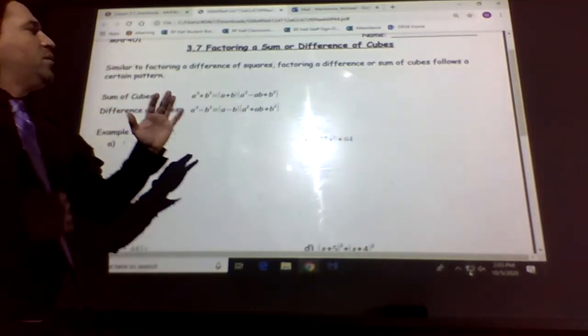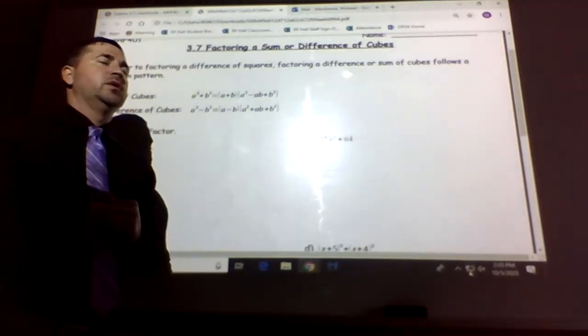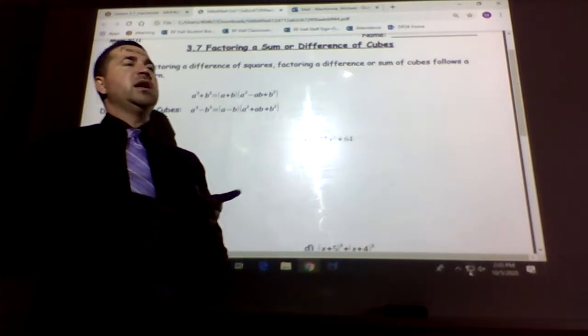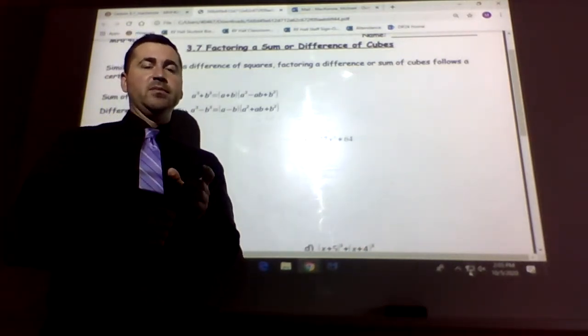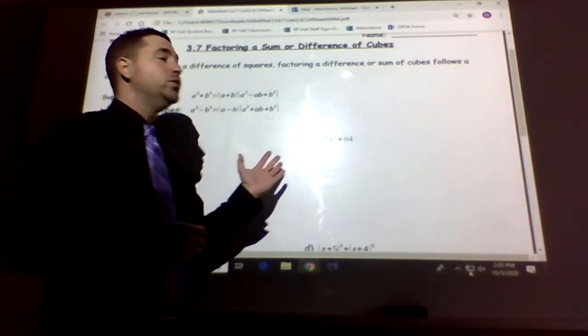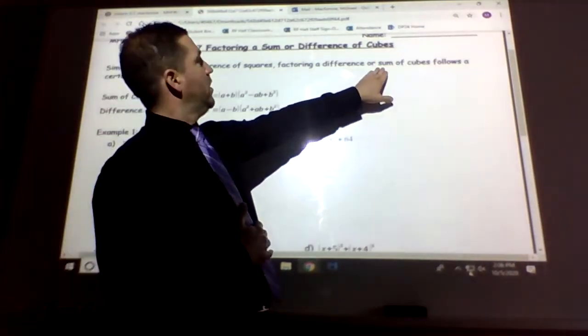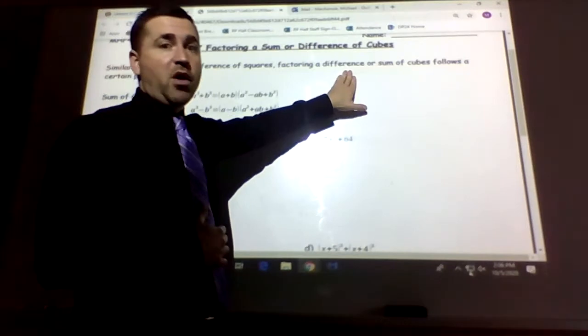The only thing different is that when you did squares, you can only do difference of squares. You can never do the sum of squares. But for cubes, you could have the sum or the difference. So you could have a positive or a negative.